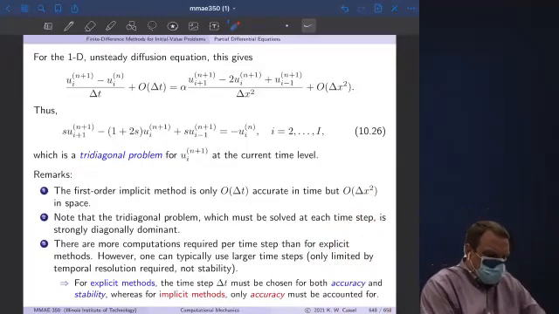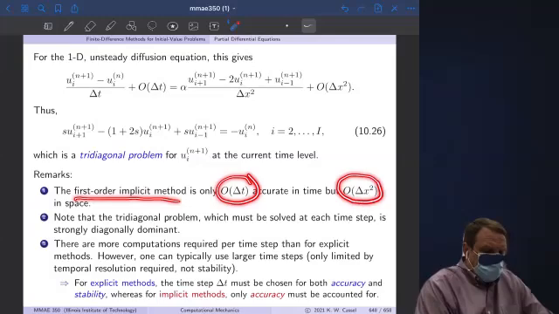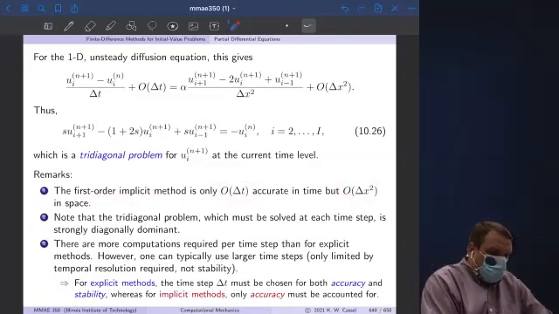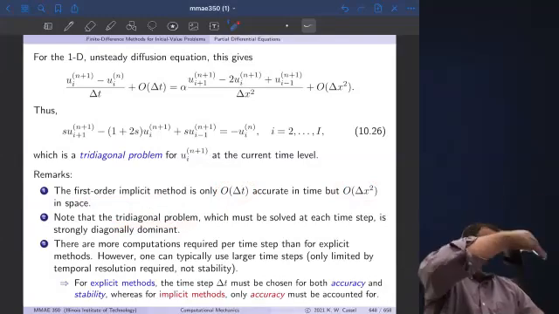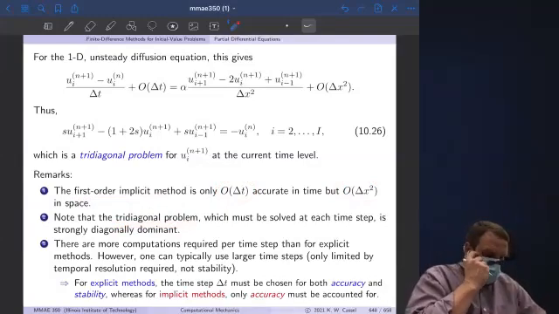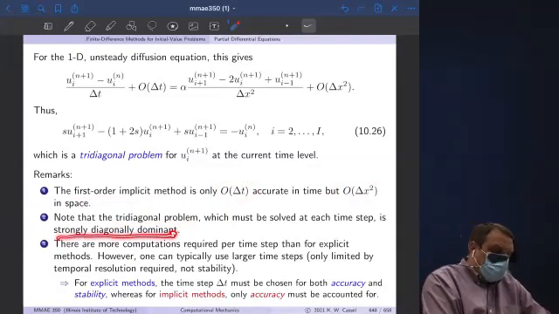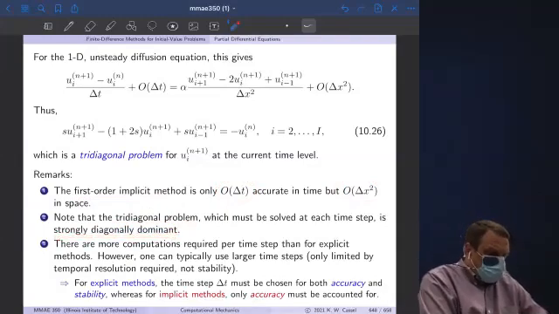Bunch of comments. First order implicit method, it's first order accurate in time, second order accurate in space. So no improvement there. Same characteristics as the first order explicit method. We now have to solve a tridiagonal problem rather than just explicitly solve this equation at each point in x. It is strongly diagonally dominant, so it will give us a good accurate solution. So that's not a problem. And we do have an algorithm for doing it, the Thomas algorithm, which we know and love and works tremendously well.